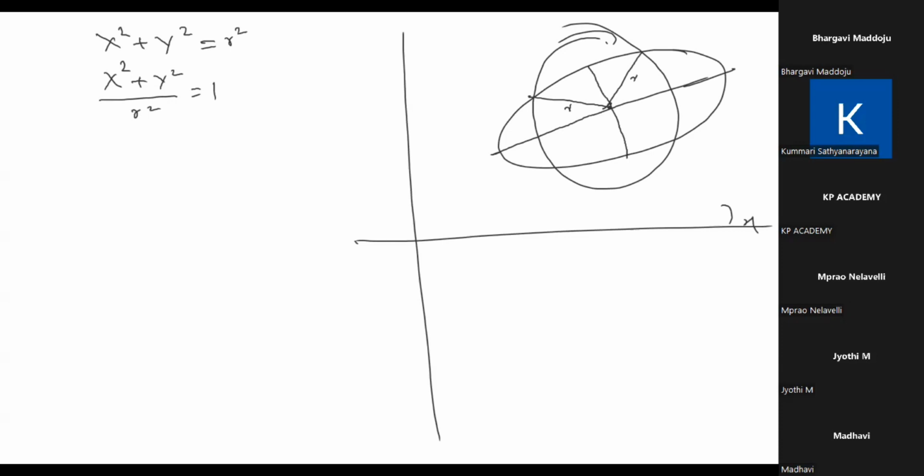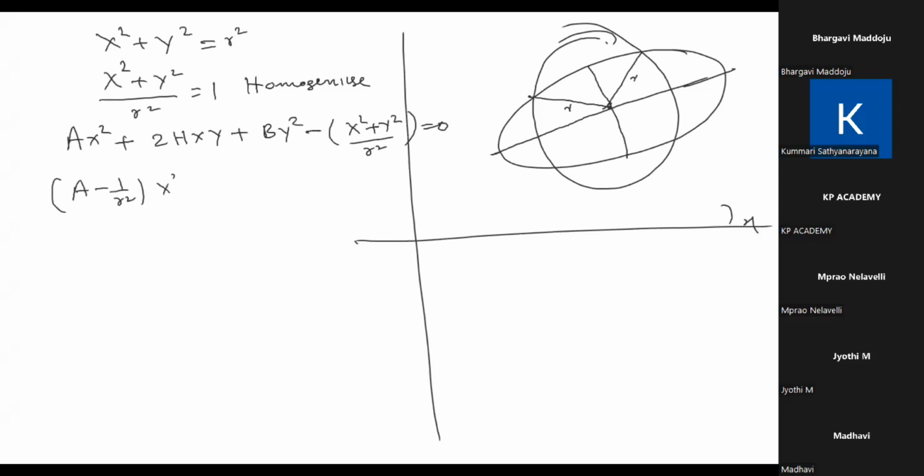Now homogenize the transformed ellipse. Homogenizing, you'll get capital A x square plus 2h capital xy plus capital B y square, with 1 replaced by x square plus y square by r square. So this is homogenizing the curve with the circle. What happens is A minus 1 by r square into capital X square plus 2hxy plus B minus 1 by r square into y square equals 0. This is like a pair of lines passing through the new center.